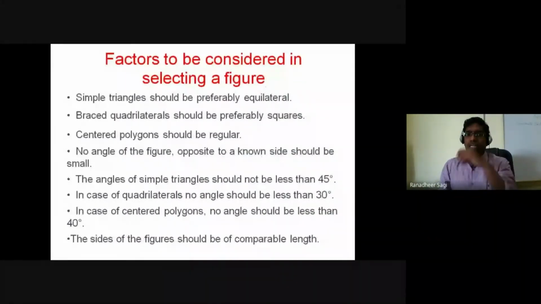Subsequently, to give you more insight into what is called a well-conditioned triangle, these are some of the criteria that we need to satisfy to say that the network or type of figure I am representing is a well-conditioned route. What does it mean? If you come across simple triangles in your triangulation network, those simple triangles should preferably be equilateral triangles.